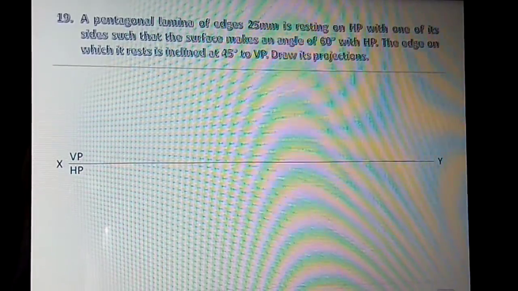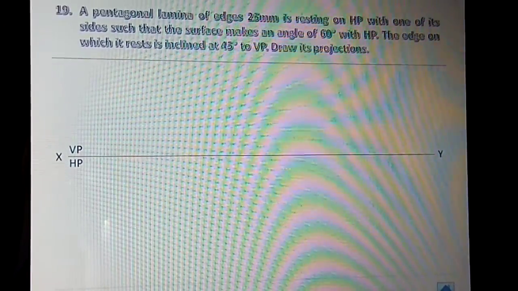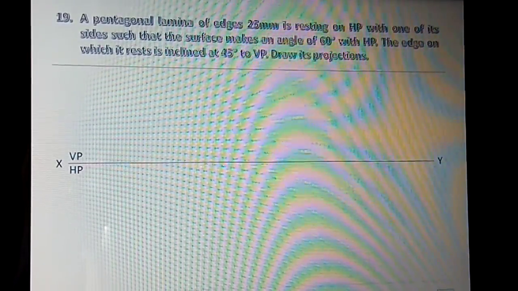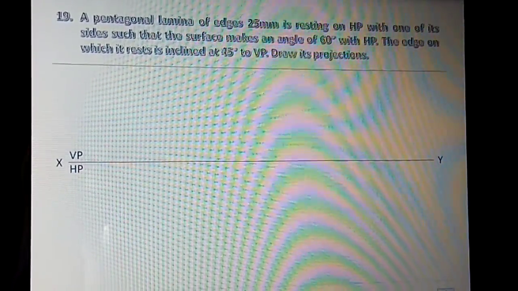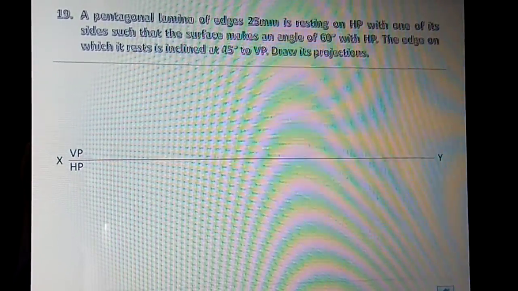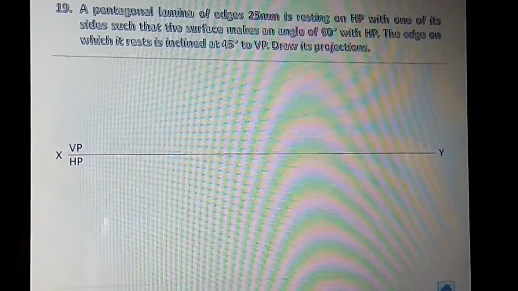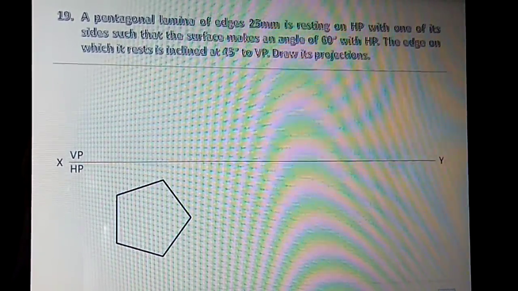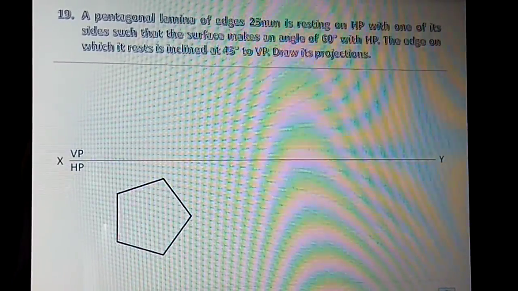In this problem, first of all, we are going to draw the XY line, that is the reference line. Above it you have to show VP and below the XY line you have to show HP, which means it represents the first angle projection. The pentagonal lamina of edge 25 mm is resting on HP, so we are going to draw this pentagonal lamina on HP, below the XY line.